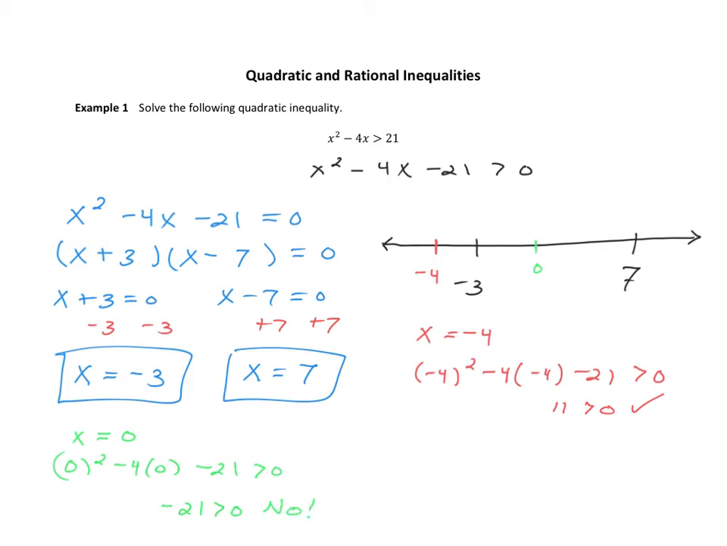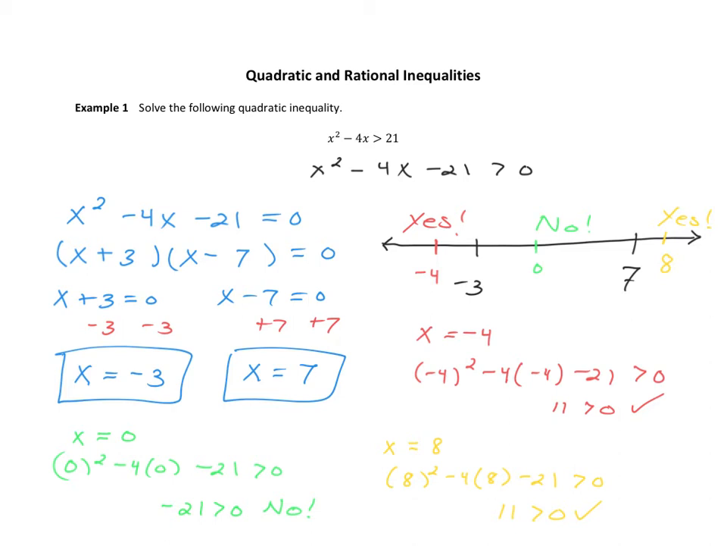That leaves us with one last place to check. That's a number over here, and I guess I'll choose 8. Let's plug that in. So does x equal to 8 work? Is 8 squared minus 4 times 8 minus 21, is that greater than 0? If I type that into a calculator, I actually get 11 again, and that is true. Okay, so I want to include this region. I do not want to include this region, and then I do want to include this region.